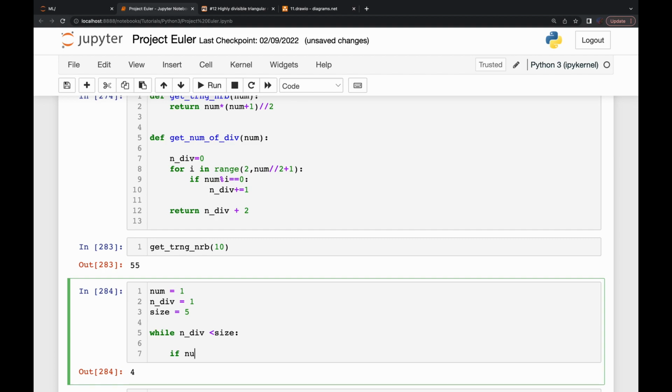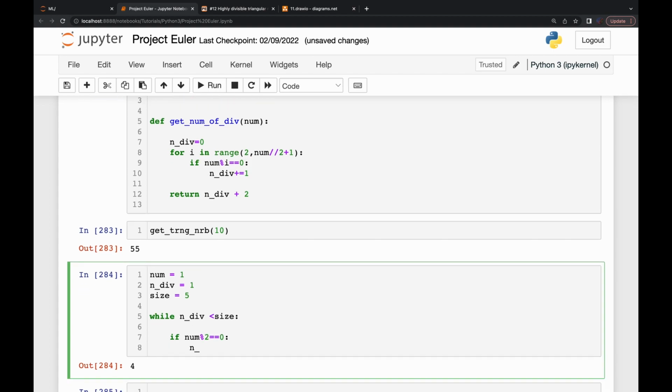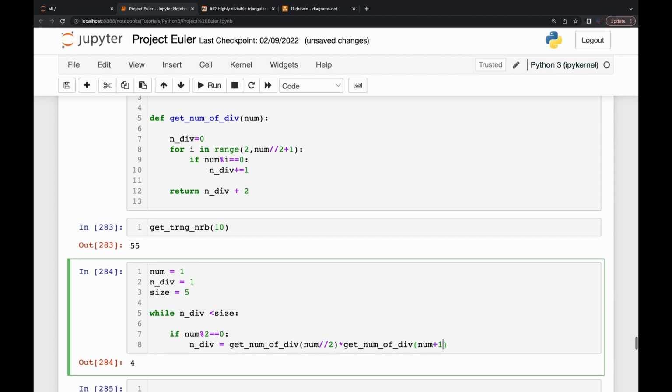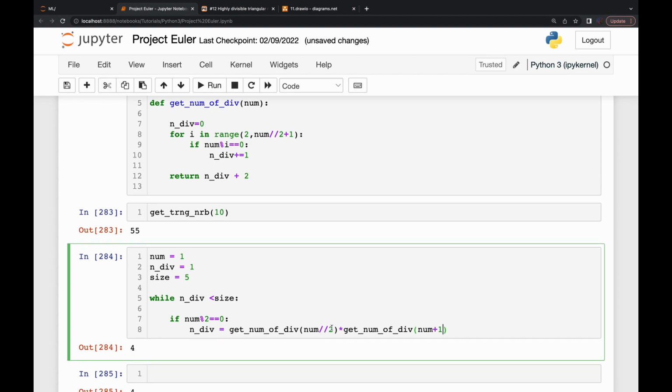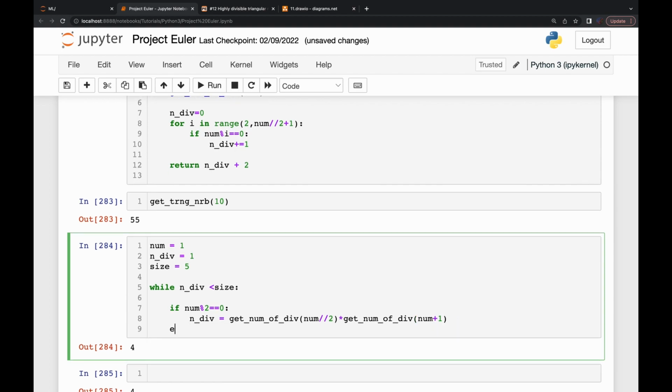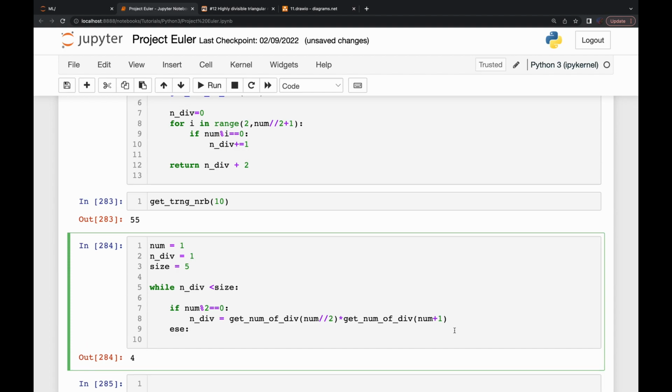Okay, if number is even, this is our number. If number modulo 2 equal to 0, that means if number is even, number of divisors is equal to get number of divisors of num divided by 2 multiplied by get number of divisors of num plus 1. Why is that? Because number is even, so I want to divide that number by 2 and multiply by number plus 1. Otherwise, that means if the number is odd, then I want to do it opposite.